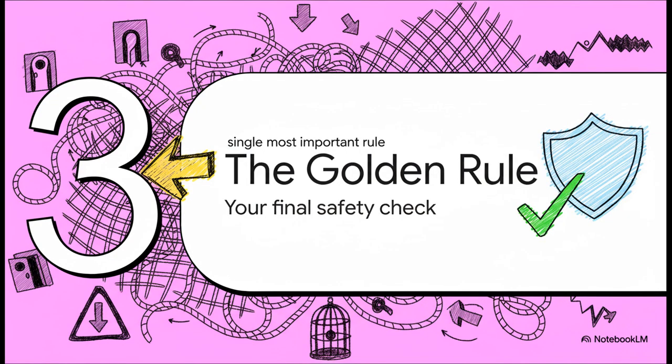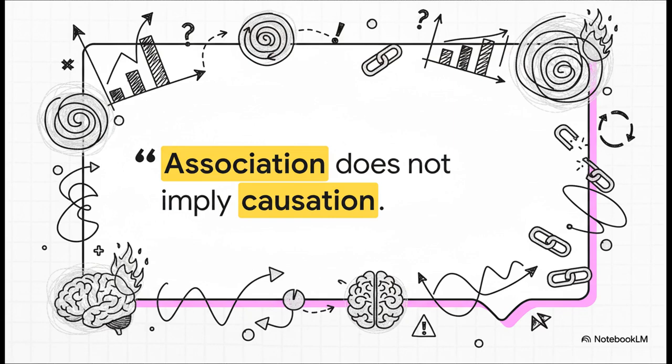All of these traps, all these pitfalls, they all lead us to the single most important rule in this entire module. This is the one thing you absolutely cannot forget when you're interpreting your results. Association does not imply causation. Seriously, say it again. Burn this phrase into your brain. I promise you, it will save you so many points on your exam.